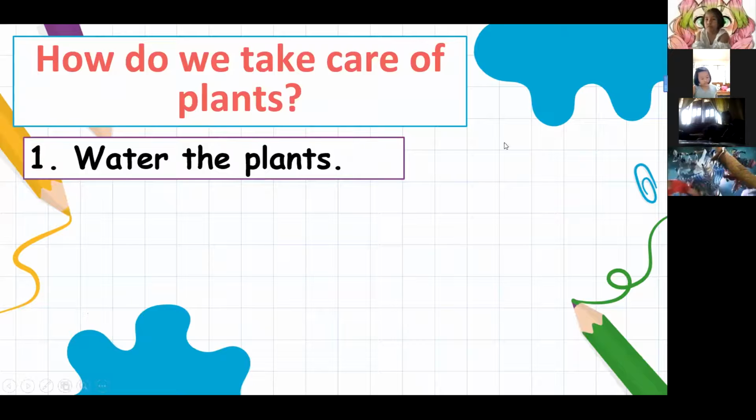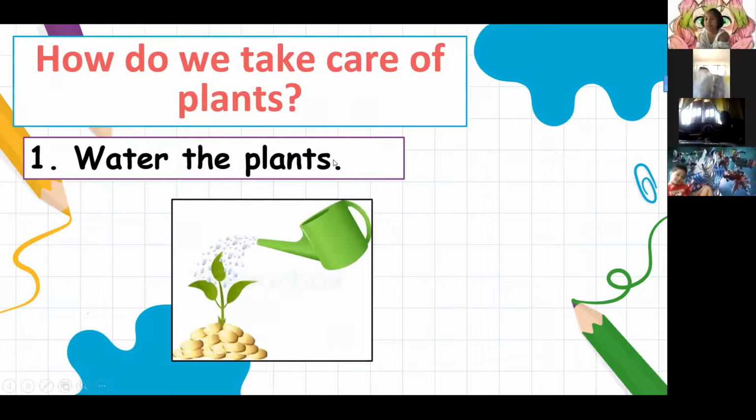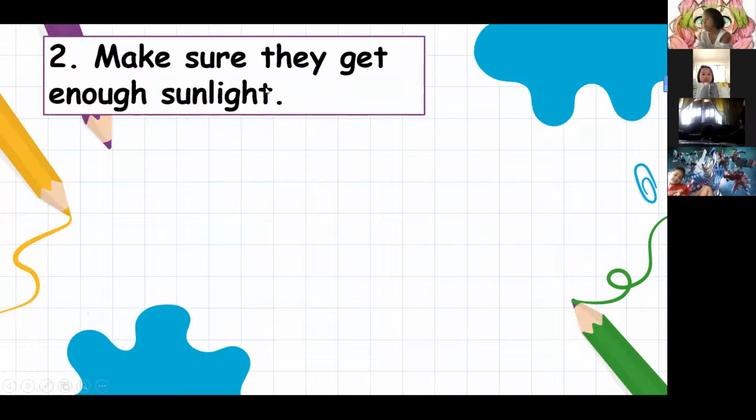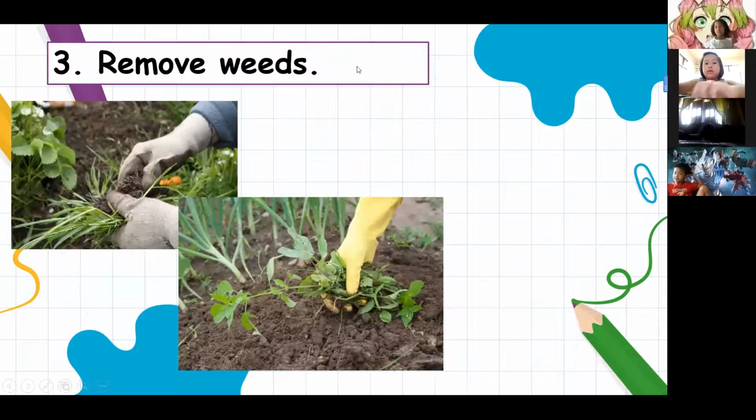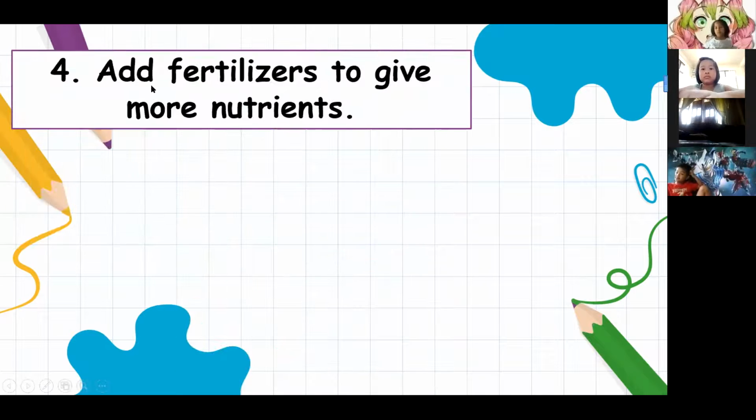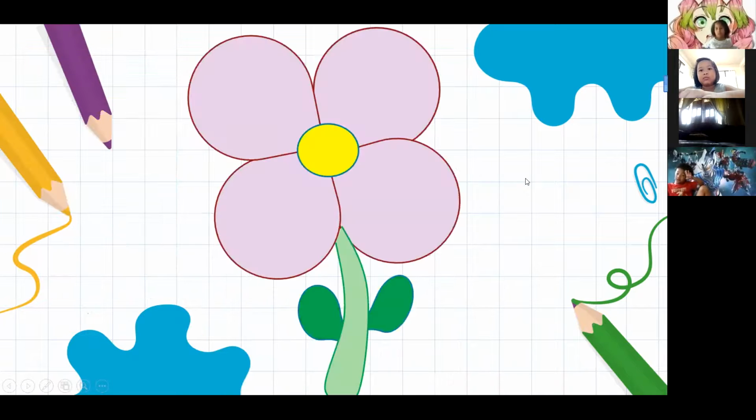So how to take care of plants? Water the plants, of course. Second one, make sure they get enough sunlight. Number three, remove weeds. Number four, add fertilizers to give nutrients. Okay, can you help me with this one?